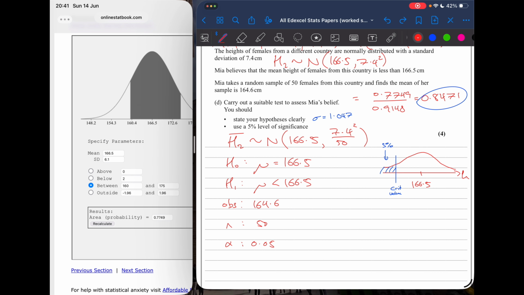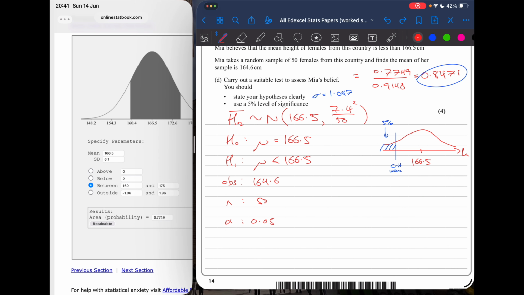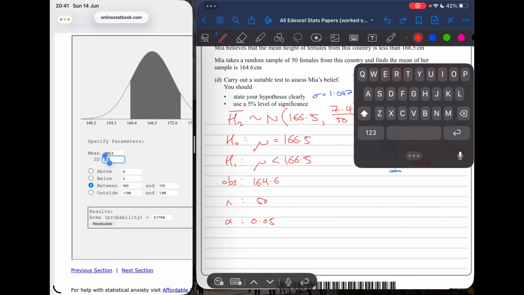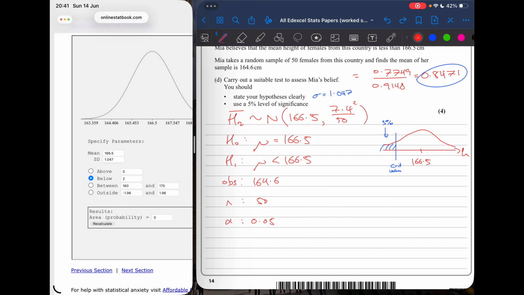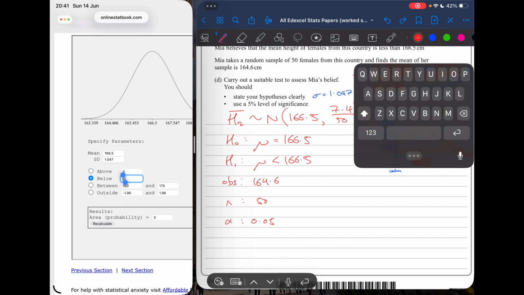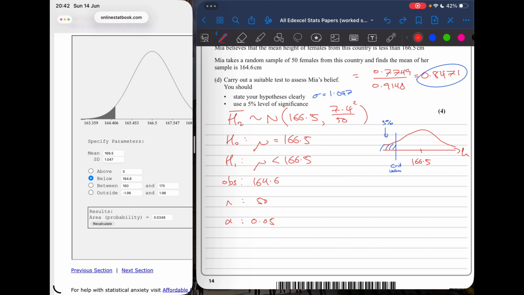I think the easiest way is to just use the calculator normally. We're going to have a mean of still 166.5. Standard deviation has dropped now, didn't it, to 1.047. And we want to find us being below the observation that we had. We're always looking at being more extreme than that observation. Sorry, 0.6 there. So that 164.6 that we have. When we calculate that, this is what we see.